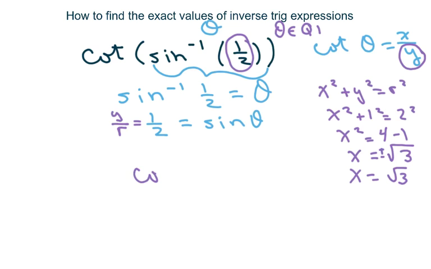So I'm going to let x be positive. Therefore, cotan of theta, which is x over y, equals x, which is square root of 3, over y, which is 1. So cotan of theta is square root of 3. Okay, let's try a couple more. Let's try tan of inverse sine of 1/3.